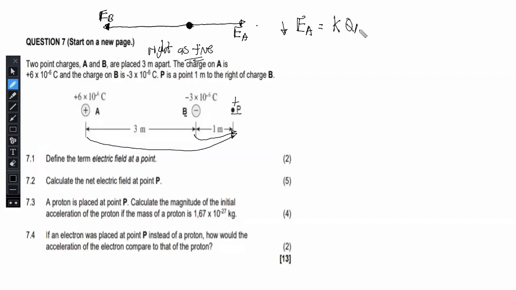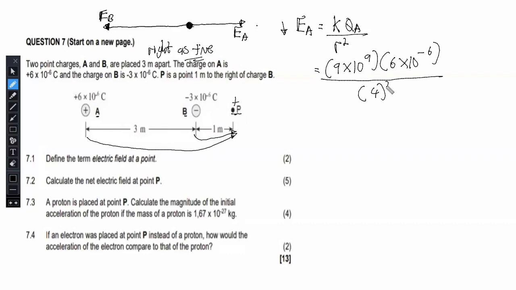This is K, QA over R squared. Now be careful here, the K is a constant, 9 times 10 to the exponent of 9. QA, we have 6 times 10 to the exponent of negative 6. But then the distance here, it's not 3 meters, it is actually 3 plus 1 because this is in reference to the point charge. So the distance in between point A and point charge P is supposed to be 4. Right, and then square that. Now if you punch all that into your calculator, you get 3,375 Newton per coulomb.